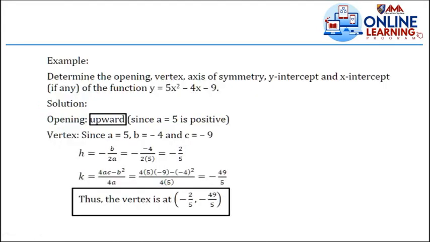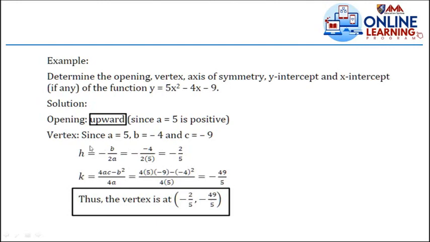So we have your example number 1. Determine the opening, vertex, axis of symmetry, y-intercept and x-intercept, if any, of the function y is equal to 5x squared minus 4x minus 9. Solution: since the parabola is positive, which means the opening is upward, since the value of our a, which is equal to 5, is positive.